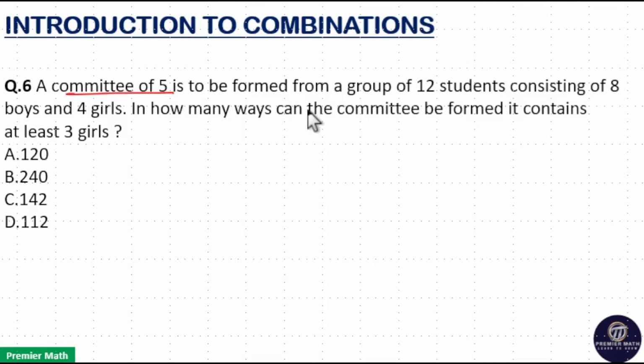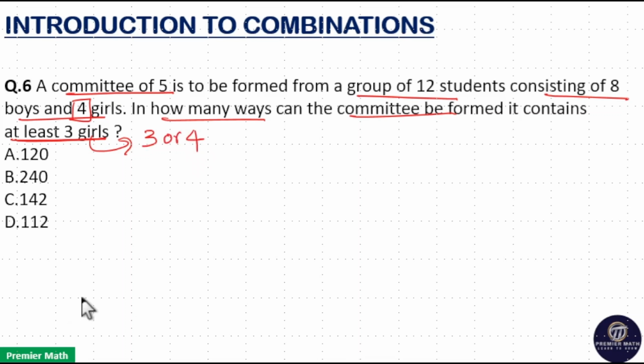A committee of 5 is to be formed from a group of 12 students consisting of 8 boys and 4 girls. In how many ways can the committee be formed if it contains at least 3 girls? There are 4 girls available. So at least 3 girls should be included, means it can be a minimum of 3 girls or a maximum of 4 girls. Now if you are choosing 3 girls for your committee, then these 3 girls are selected from the available 4 girls. 4C3 is the selection of 3 girls.